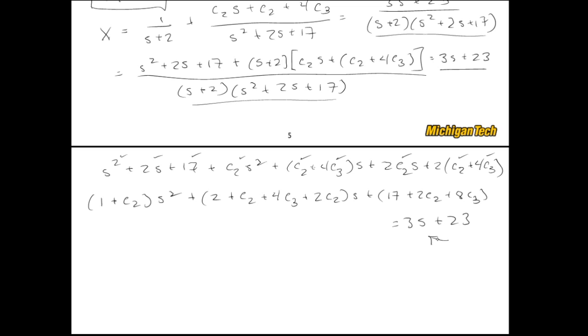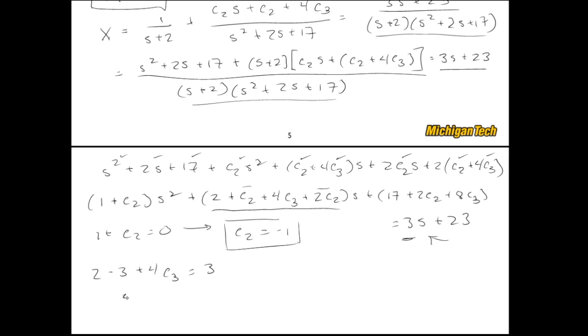Well, we notice here that there is no s squared coefficient. That means that 1 plus C2 has to equal 0. And that tells us that C2 is equal to negative 1. Well, that was an easy one. Now let's look at this one. If we plug the C2 in there, we actually have 3C2. So if we plug C2 equal negative 1, we'll have 2 minus 3 plus 4C3 equals 3. So let's see, negative 1, I put that over there. So 4C3 equals 4, and C3 equals 1. That's beautiful.